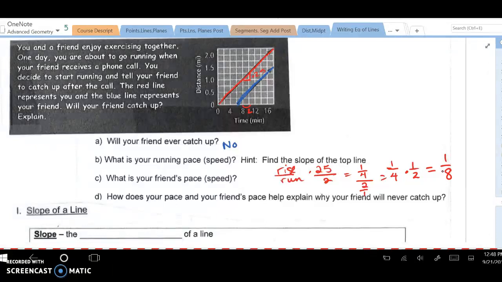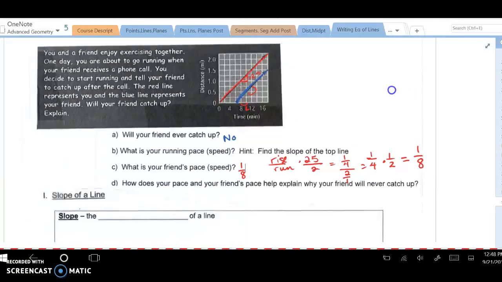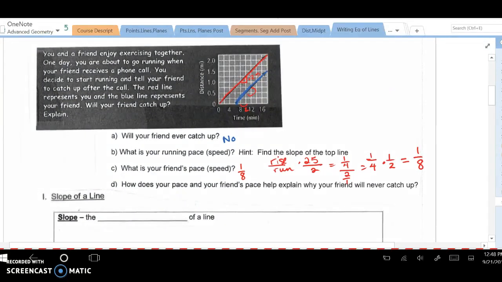What is your friend's pace? Well, since my friend also went over 1 block and up 1 block, it would also be 1/8. How does your pace and your friend's pace help explain why your friend will never catch up? I hope you're thinking to yourself, if we started at 2 different times, of course he'll never catch up if we're going the same pace. He would have to run faster in order to catch me. So we have the same rate or pace or slope, whatever you want to call that.